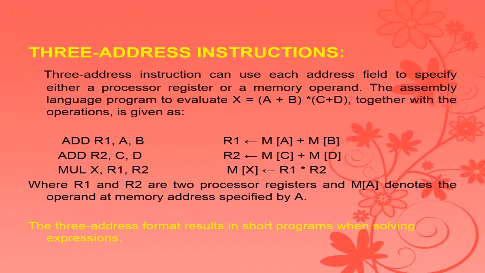That is, M[A] plus M[B] moves to R1. Add R2, C, D. That is, M[C] plus M[D] moves to R2. Mul X, R1, R2. That is, R1 times R2 moves to M[X], where R1 and R2 are 2 processor registers and M[A] denotes the operand at the memory address specified by A.